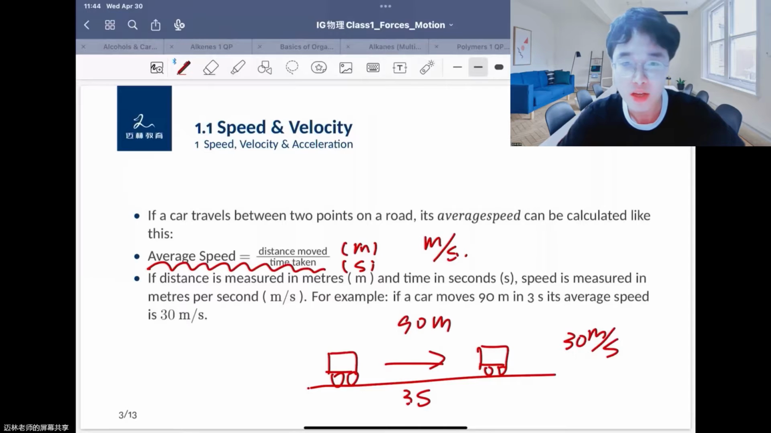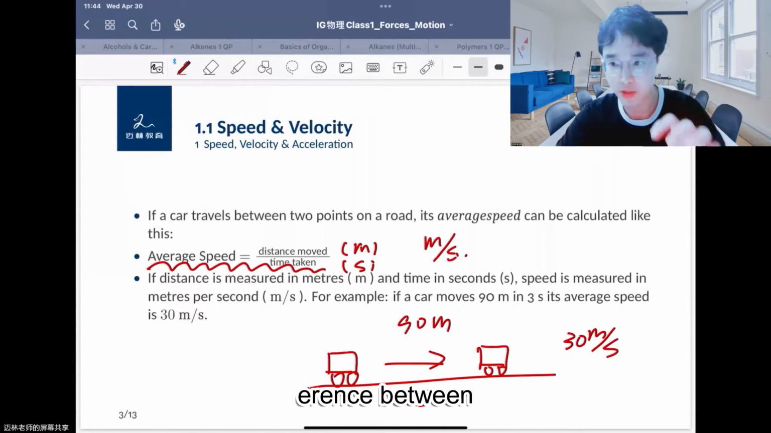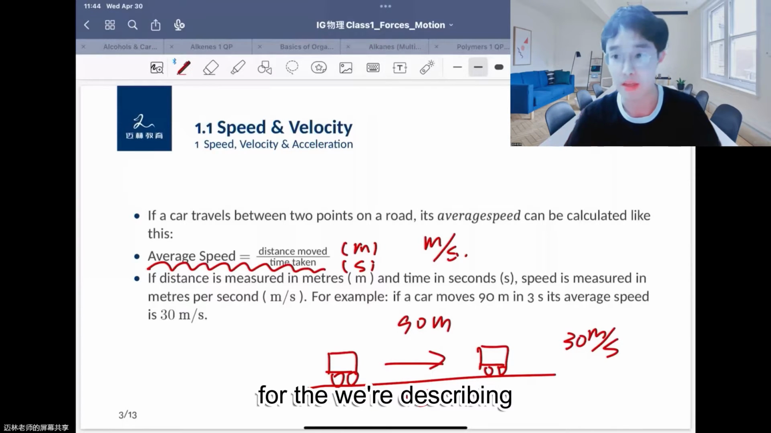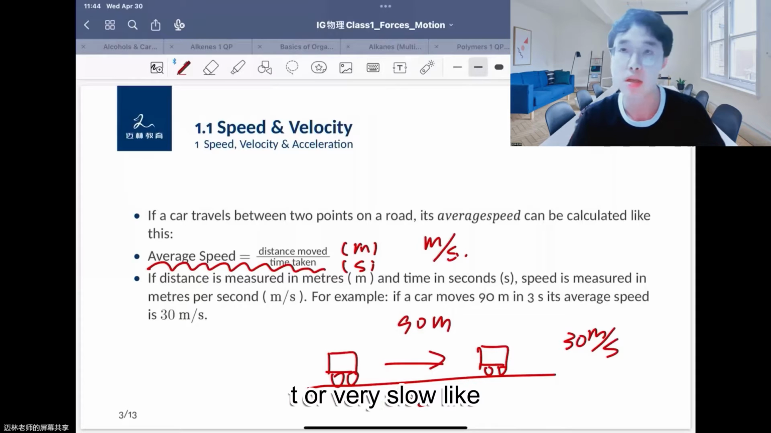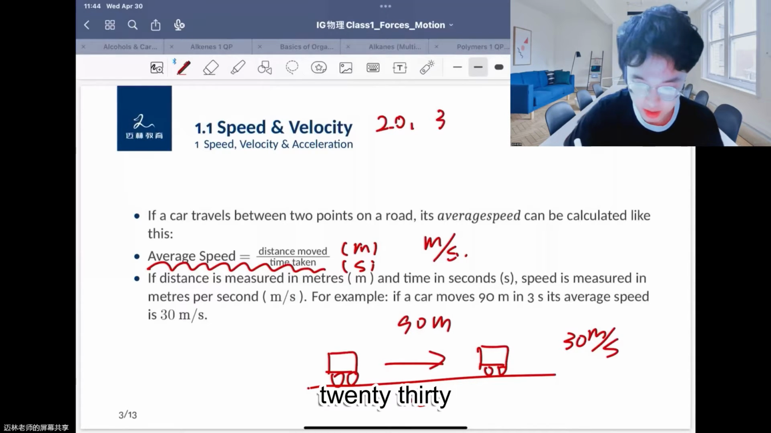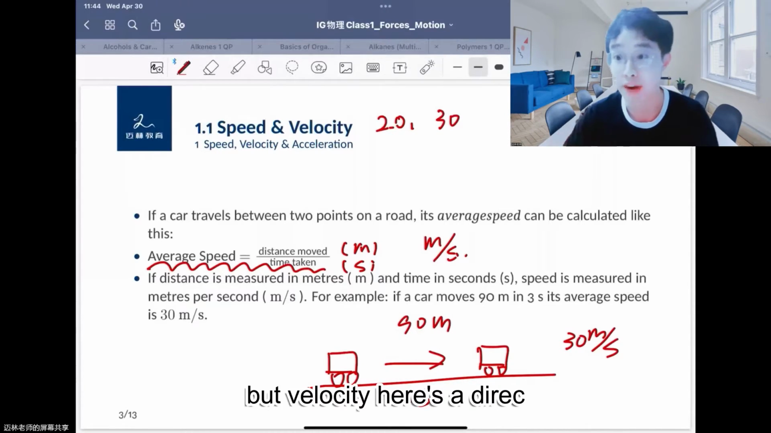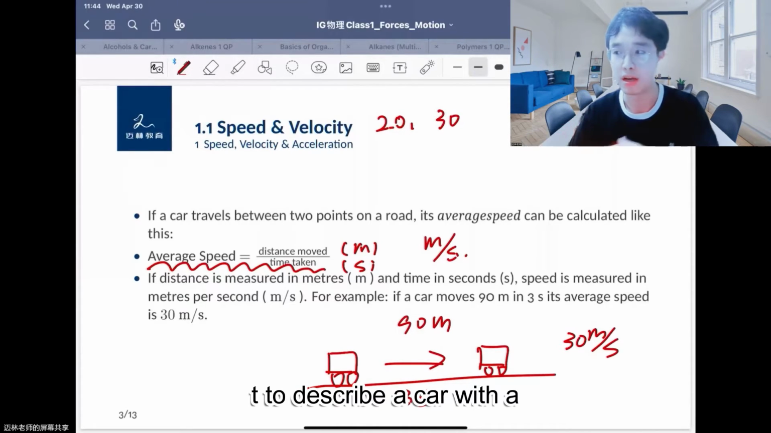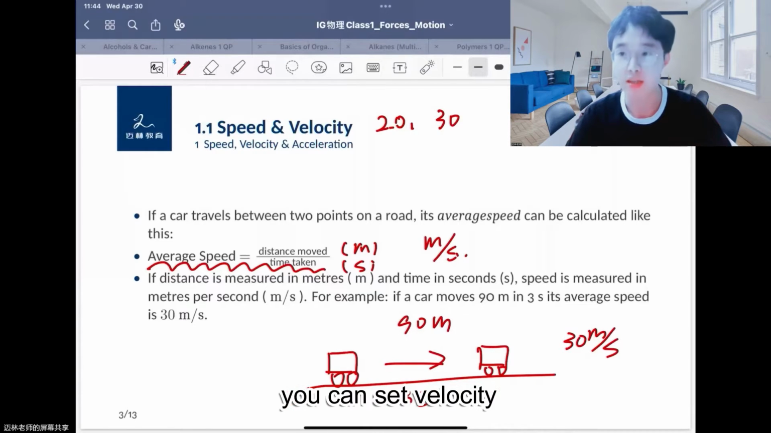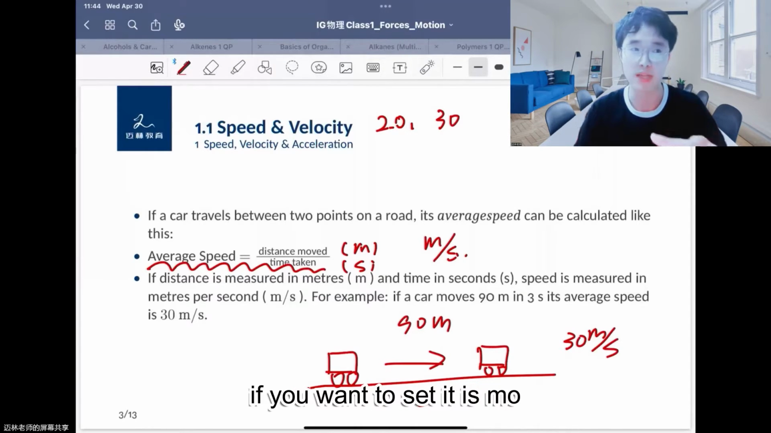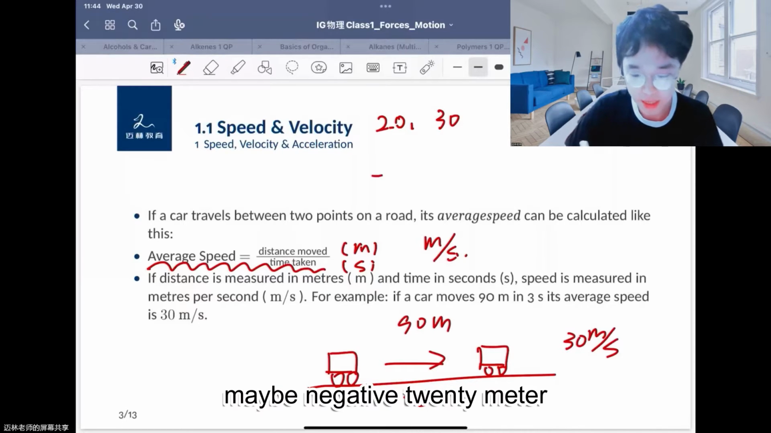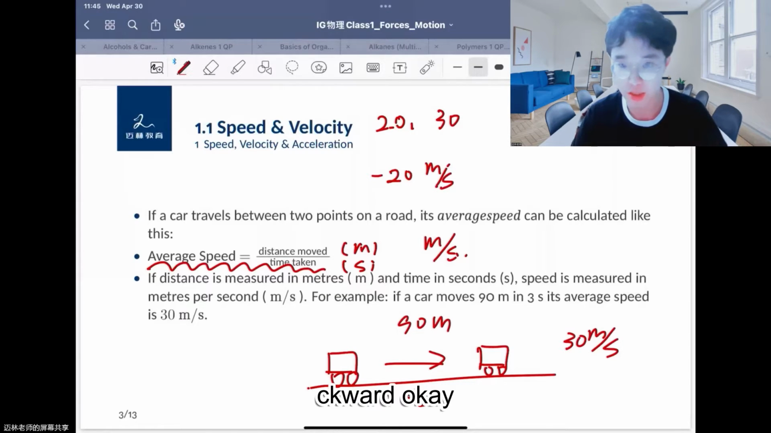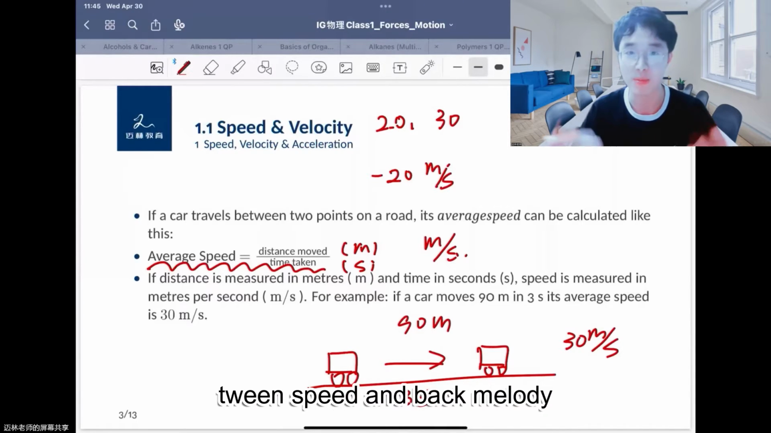Okay. So here's a little bit of difference between speed and velocity. Speed is just a number for describing whether the car is very fast or very slow, like 20, 30. But velocity has a direction in it, which means that if you want to describe a car moving forward, you can say its velocity is positive. If it is moving backward, you can use maybe negative 20 meters per second to describe it as moving backward. Okay, so here is the difference between speed and velocity.